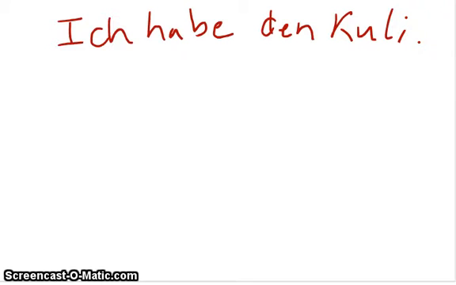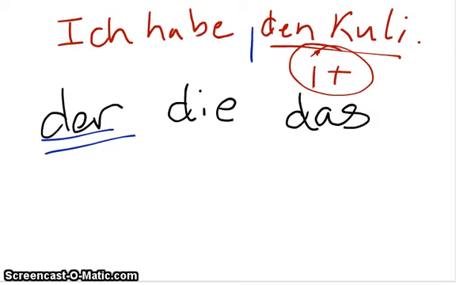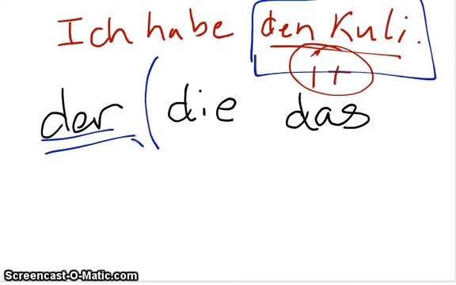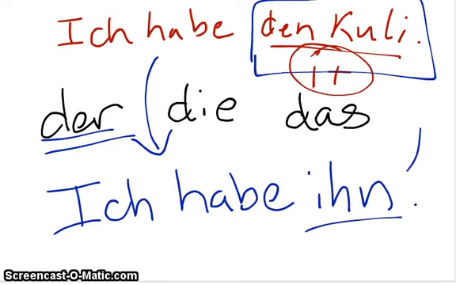In German, we might have a sentence like this. Ich habe den Kuli. I have the pen. We can also replace that by saying, instead of I have the pen, we can say I have it. The one thing we need to remember about German is that all nouns have gender. So is it a masculine, a feminine, or a neuter word? You should know that pen is masculine. Therefore, when we rewrite this sentence to say I have it, we need to use the masculine version of it. So it becomes ich habe ihn. In the context of this, ihn means it and not him.